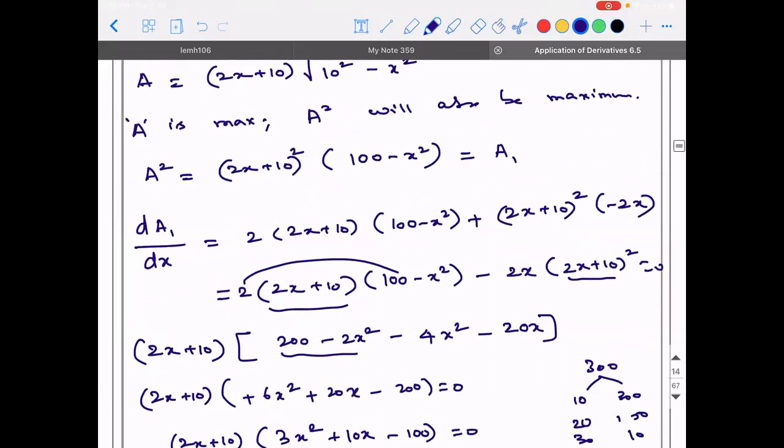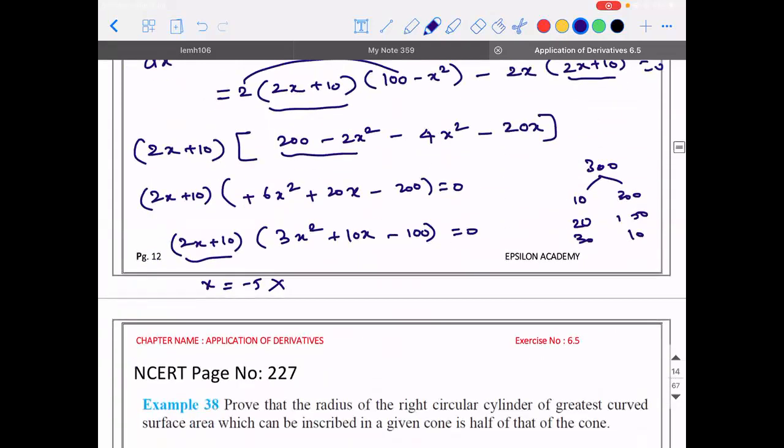So (2x plus 10) into (200 minus 2x square) minus 2x into (2x plus 10). So minus 4x square minus 20x. Sir, x cannot be negative, right, sir? Yeah, x cannot be negative. So then I'm getting 5 as answer, sir. But I'm not able to find the factor 5 here.